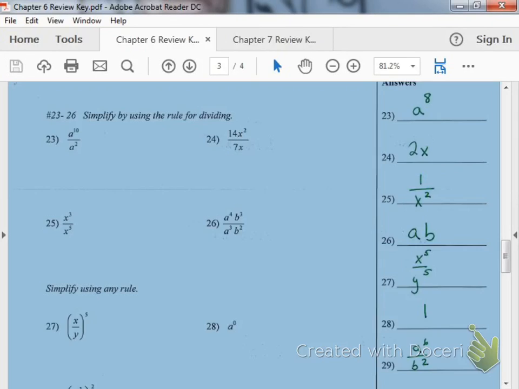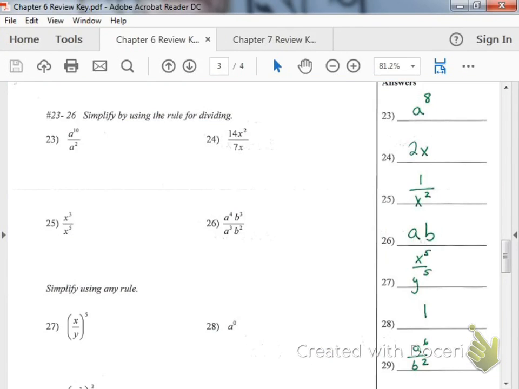Make sure if your answer is in the bottom of the fraction that you keep it in the bottom of the fraction. Like on number 25, you have more x's in the bottom, so your leftover x's go in the bottom. Do you guys have any questions?